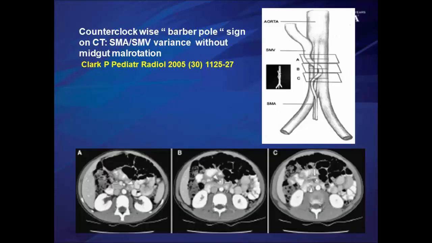Now we get some variations of anatomy of the duodenum, such as the counterclockwise so-called barber pole sign, actually described in the adult literature because of the CT indications, where one will look at the SMV. The SMV turns in a counterclockwise fashion around the SMA. And actually this is just an anatomic variation here, and usually there is no midgut malrotation in this case, because most of the mesentery is the small bowel, and this mesentery is more to the left here.